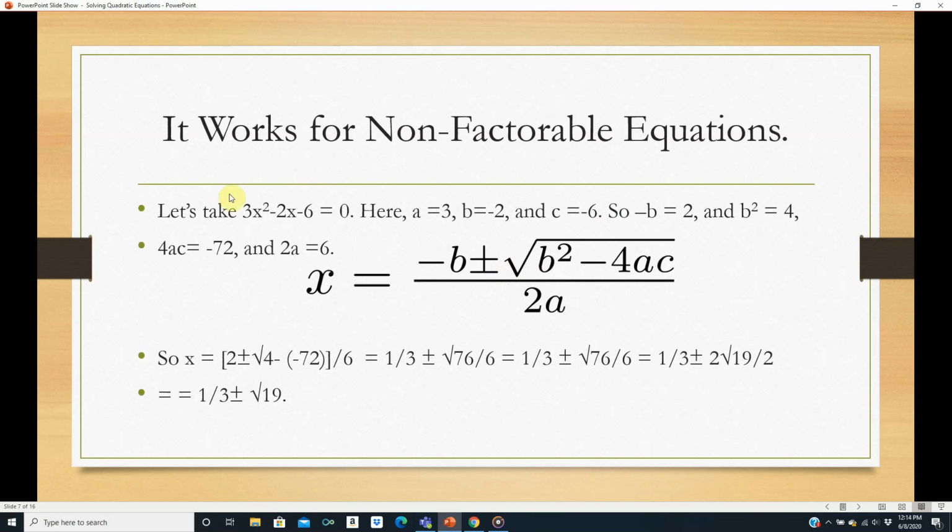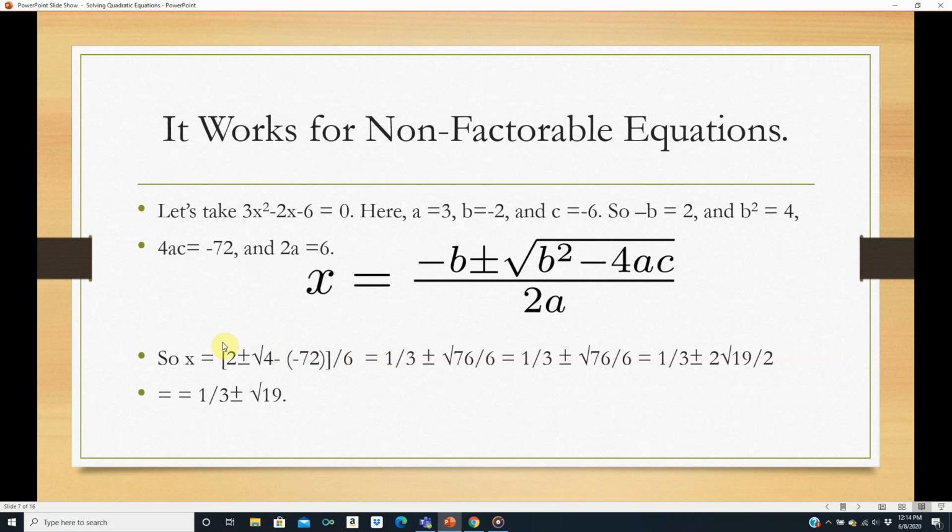So again, we can see that a is equal to 3, b is equal to negative 2, and c is equal to negative 6. So negative b is equal to 2, and b squared, of course, is equal to 4. 4ac is going to be 4 times 3, which is 12, times negative 6, that's negative 72. And 2a, of course, is 6. So then when you plug it in, negative b is 2, b squared is 4, so it's 4 minus negative 72, over 6.